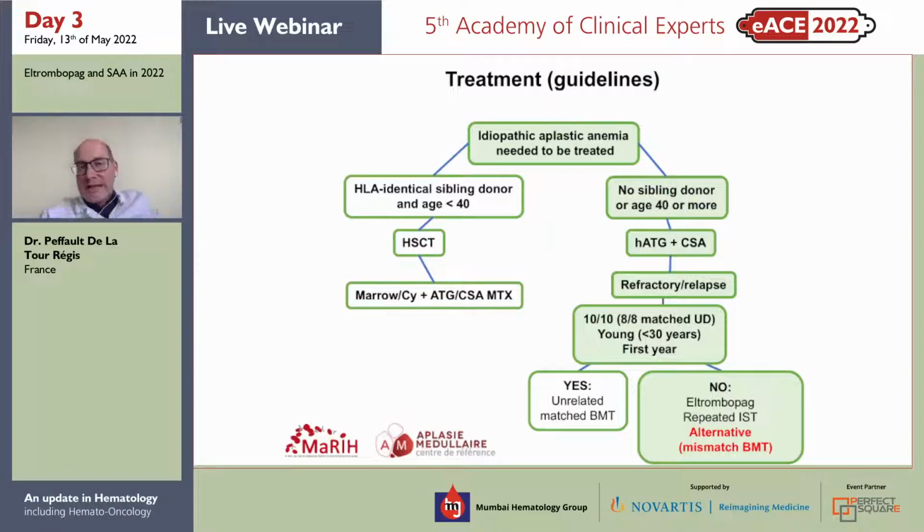So of course, since I'm a transplanter, I could not speak without mentioning alternative transplantation. I'm not going to detail this approach, but what I would like to say is that if a young patient is refractory to immunosuppression, there is a trend that in the next months or years, patients will already have been exposed to ORS-ATG plus cyclosporine plus eltrombopag. So in that situation, we will consider alternative transplant, namely cord blood or Haplo.